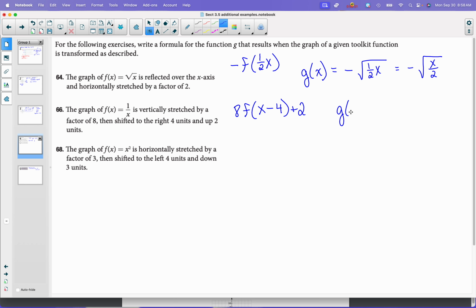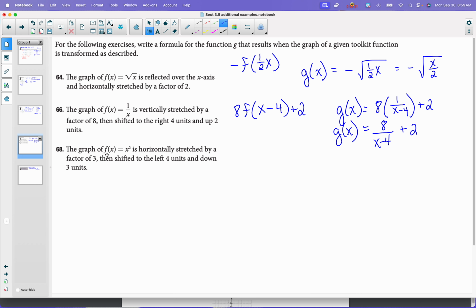So when we write it out, g of x, I'm going to have an 8 times 1 over x minus 4, because I'm replacing the x with an x minus 4, plus 2. Or I could write that as 8 over x minus 4 plus 2. So that's when we know exactly, in particular, what that function is.